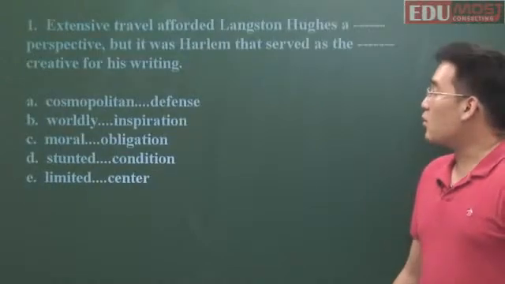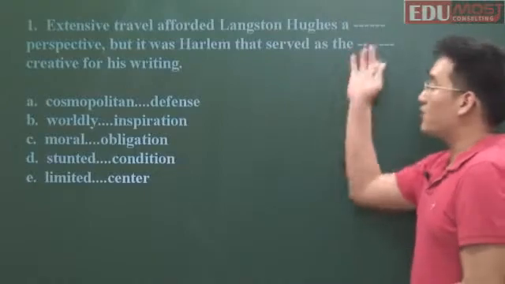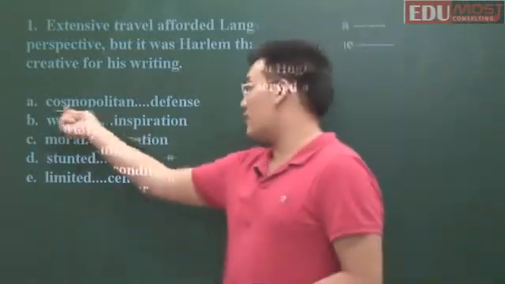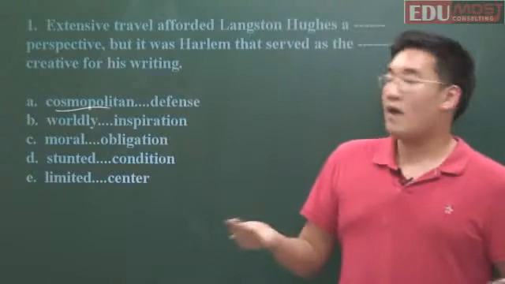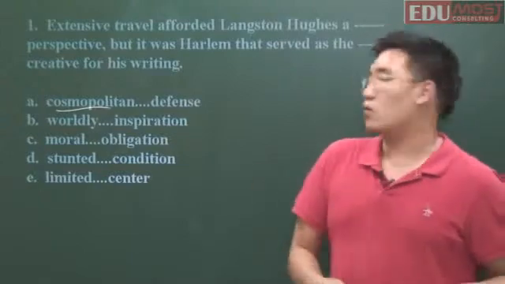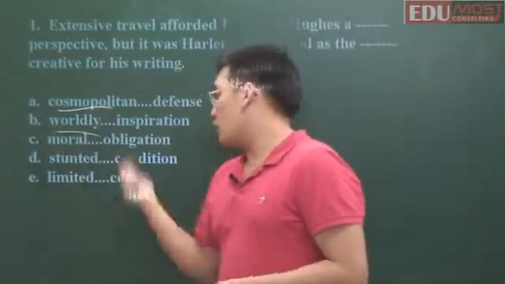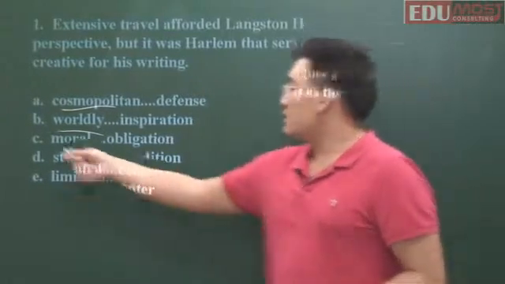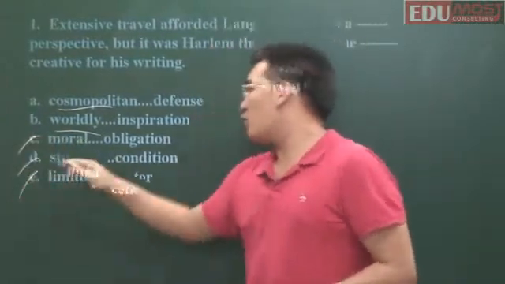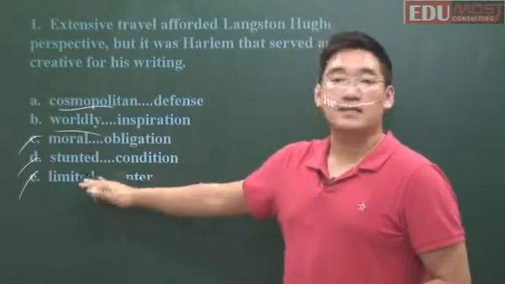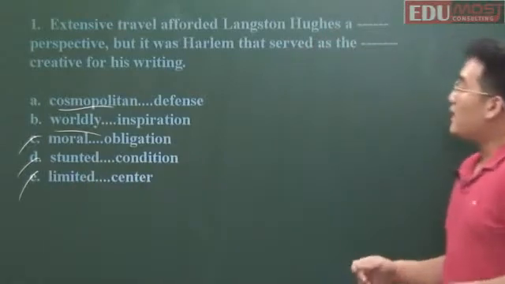So if we go back to the question, we know what words can fit in this first blank. We know cosmopolitan definitely can, right? If you have extensive travel, you're definitely sophisticated and worldly-wise. Worldly definitely works as well, right? However, C, D, and E do not work. This is not in regards to moral, it's not stunted, and it's not limited, right? So we're down to A and B.